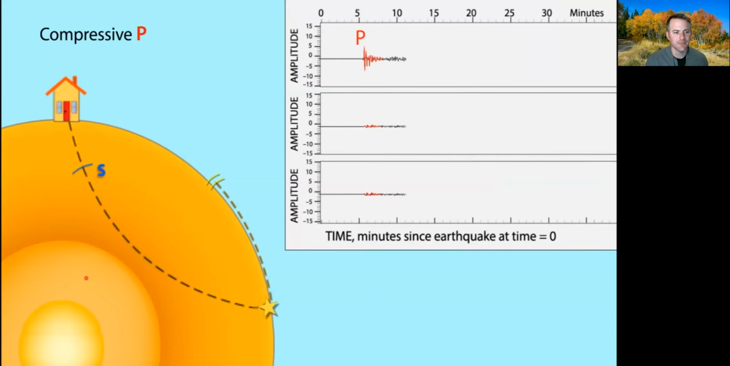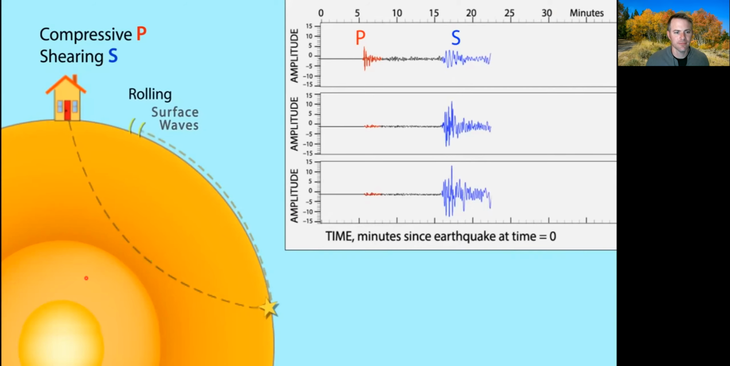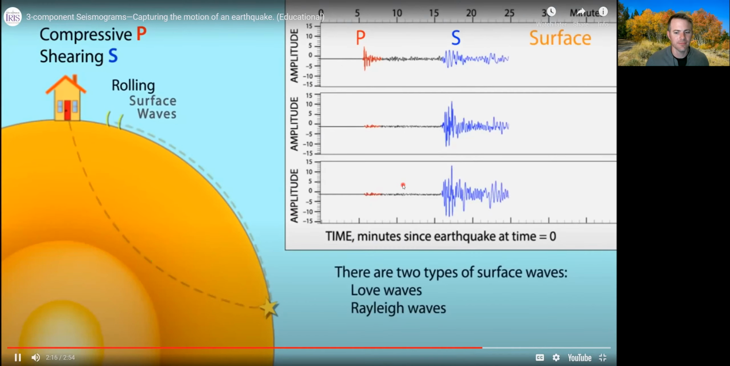S waves move more slowly and are more destructive since they advance with a shearing or back and forth motion. Because S waves arrive later than P waves, they're usually seen on a seismogram as a second pulse. S waves cause deformation perpendicular to the direction of wave travel, which is primarily horizontal or back and forth motion, with less energy recorded on the vertical or up and down component.